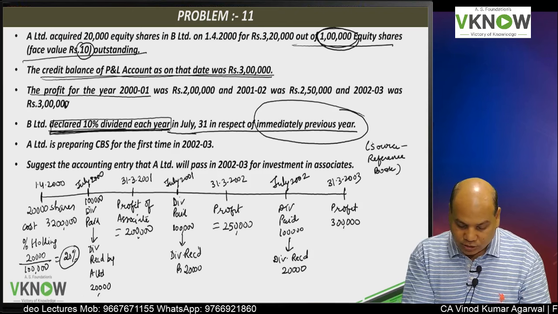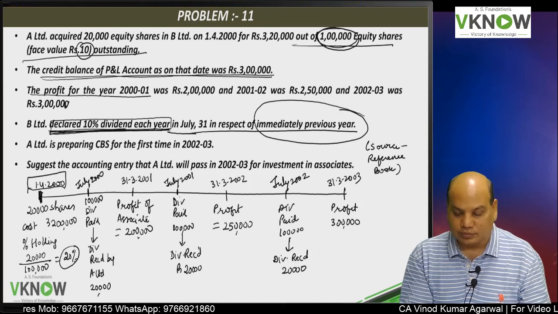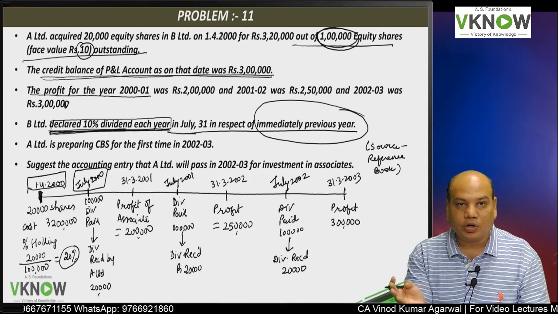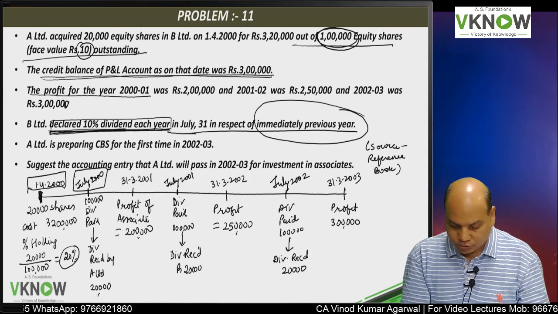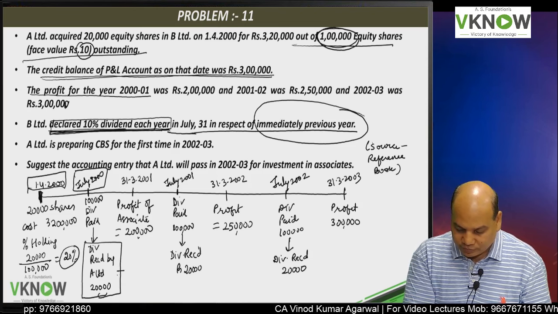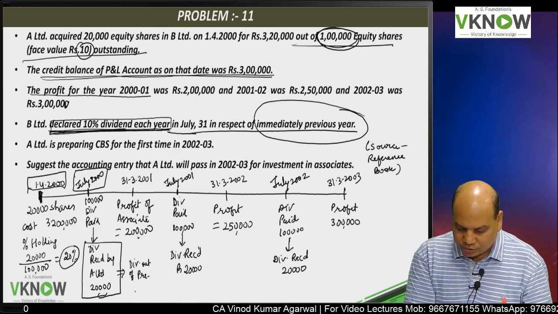Now the student should understand, the shares were acquired on 1/4/2000. Dividend received in July 2000 was for the year ended 31st March 2000. So this first dividend is dividend out of pre-acquisition profit.